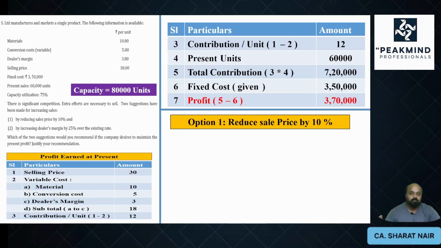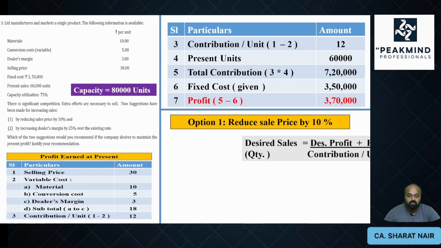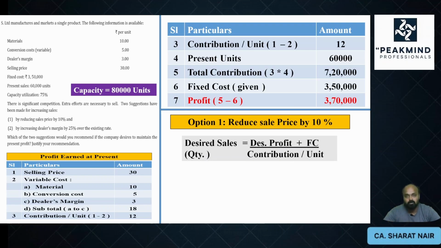Now, let's proceed with the options given before us. First option is what? If I'm compromising my selling price by 10%. So let us apply the desired profit and desired contribution formula. So desired sales is equal to desired profit plus fixed cost divided by contribution per unit. Now here I have written it the other way around, just the position has changed. So what is my desired profit? It is 3,70,000, and what is my fixed cost? It is 3,50,000, divided by contribution per unit. Here there is a small change.